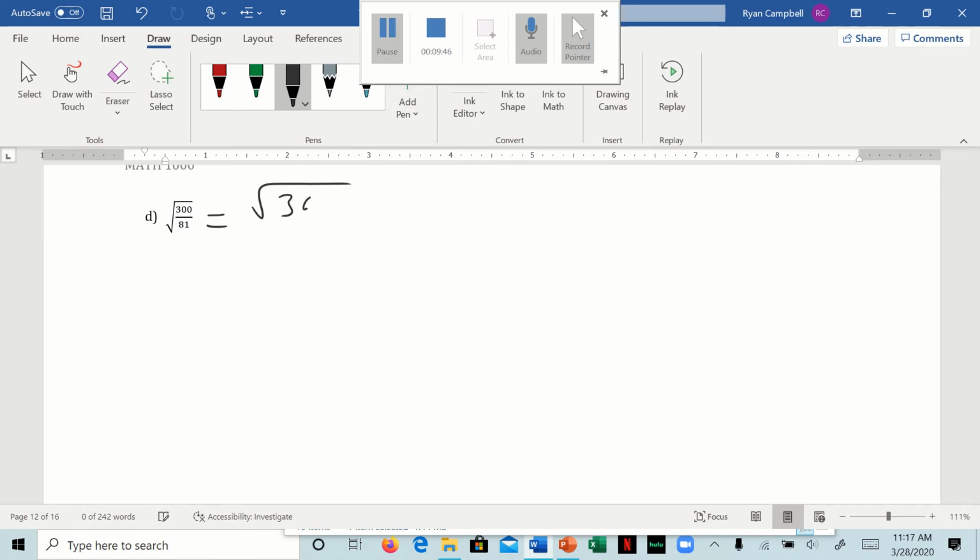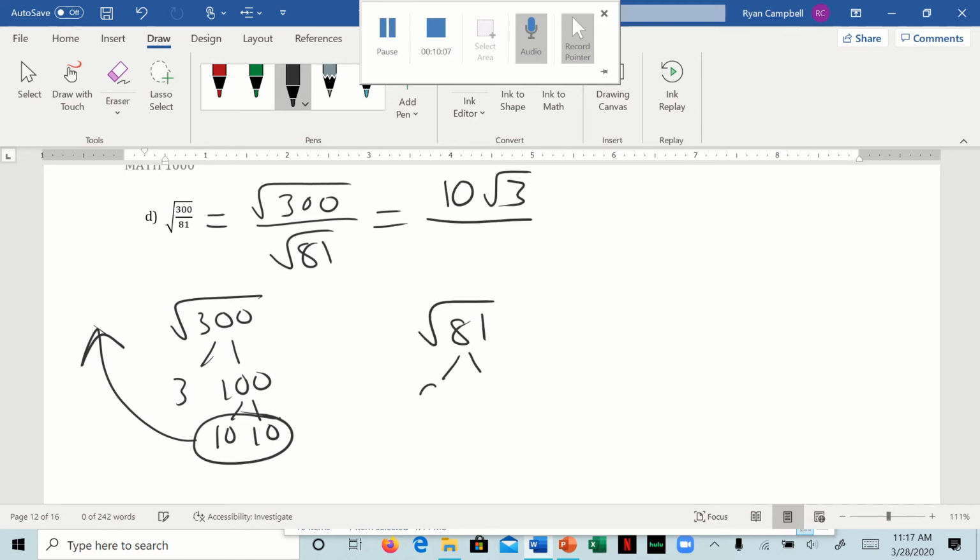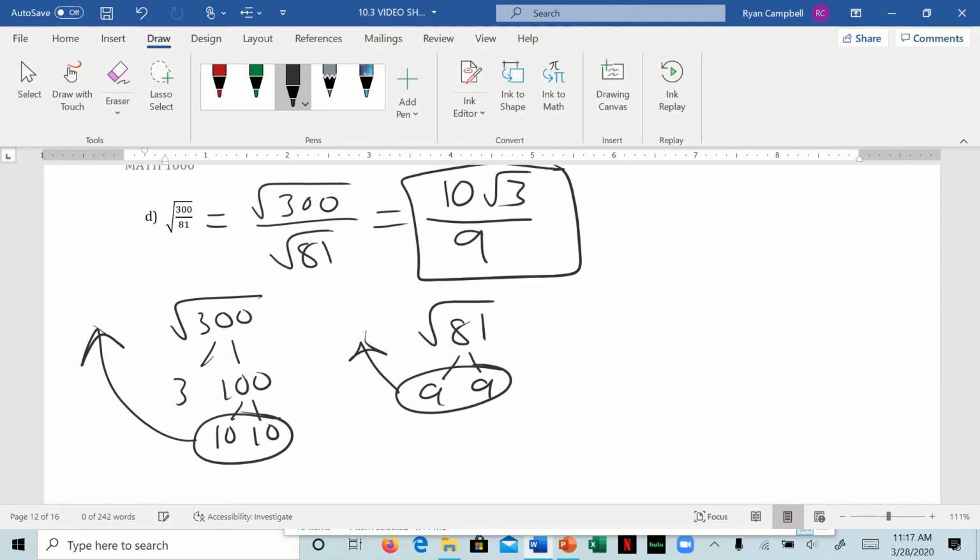So we have the square root of 300 over the square root of 81. So split up 300. We get 3 and 100. We get 10 and 10. Again, we can just stop there because we already have a pair. There's no other pairs to be had, right? So that's going to be 10 square root of 3. And then we get square root of 81. That's 9 and 9. So again, we can stop right there. There's a pair, so the 9 comes out. So we get 10 square root of 3 over 9.